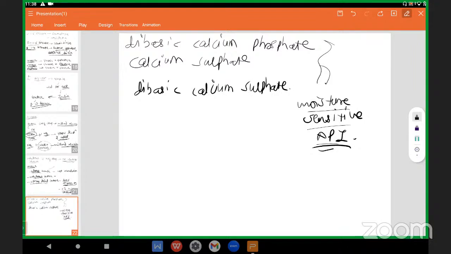Dibasic calcium sulfate. Okay, so these three examples we can use. The calcium compounds here, we are using that for the moisture sensitive drugs in the manufacturing. Okay, take on other examples of the diluents. Other examples of diluents.